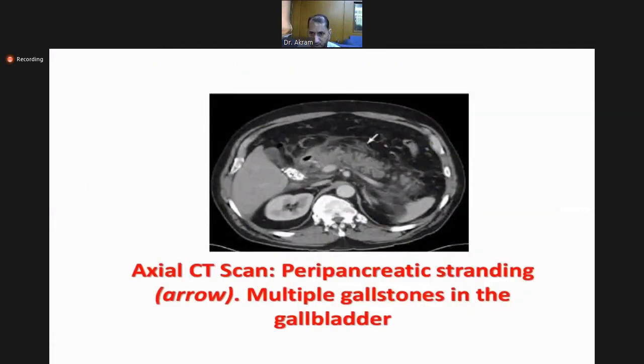There is a CT scan showing this. This is the whole pancreas. It becomes swollen and edematous. And there might be some gallstone.